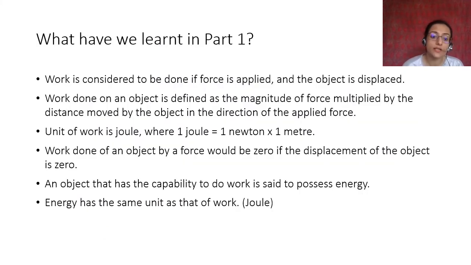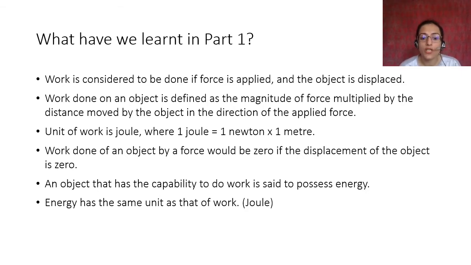We learned that work is considered to be done if force is applied and object is displaced. Both these things are required. Work done on an object is defined as the magnitude of force multiplied by the distance moved by the object in the direction of applied force. Okay, this is work done on an object. Unit of work is joule, where 1 joule is equal to 1 newton into 1 meter.